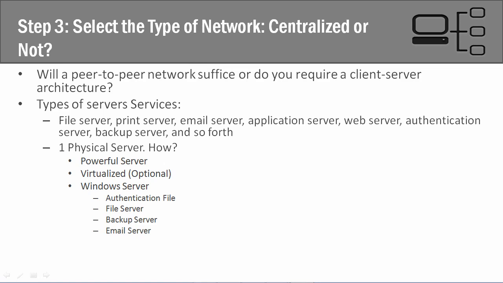And then for the server itself, are we going to do a Windows server, or are we going to do a Mac server? And if we're going to do a Windows server, what can we add on to one physical server? Because if you have a powerful server running the Windows Server platform, you can actually have one physical server take on the role of multiple different services. So for example, you can have one physical server be your authentication server, your file server, your backup server, and your email server. Now, I wouldn't recommend that, but it is plausible and it is possible. So these are just some of the things to think about.